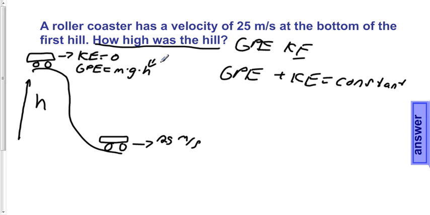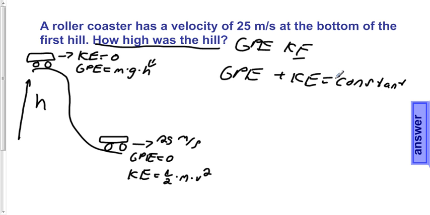At the bottom of the hill, we can assume that the cart is at ground level, so this means that the gravitational potential energy is now equal to 0. But the cart is moving at 25 meters per second, so now it has a kinetic energy equal to 1/2 times the mass of the cart times the velocity of the cart squared.